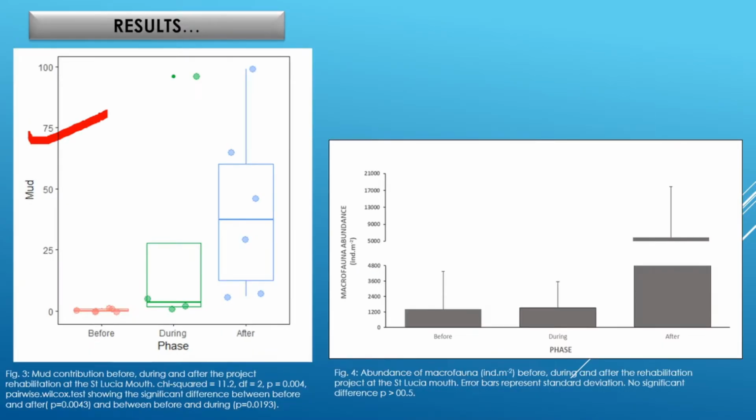There was a difference in mud contribution, with before being different from during and after. This was due to the silt from Umfolozi that showed an obvious threat to the St. Lucia system. There was no significant difference in abundance during the study period.